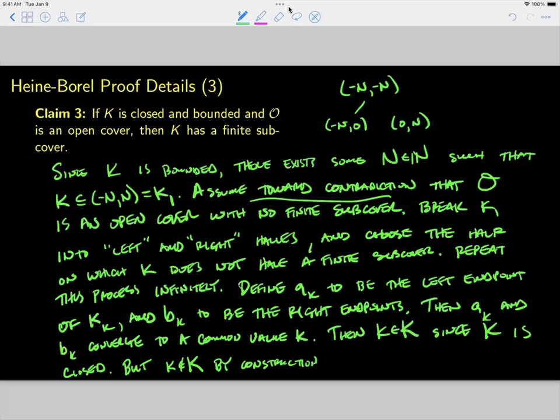I will work on typing up a full, detailed, clear proof of this to explain it a little better. But fundamentally, what I want you to understand is how you build these sorts of arguments. The contradiction you reach is that this k both is in capital K and not in capital K, which is a contradiction. And since we have a contradiction, it must be that this set O did have a finite subcover.